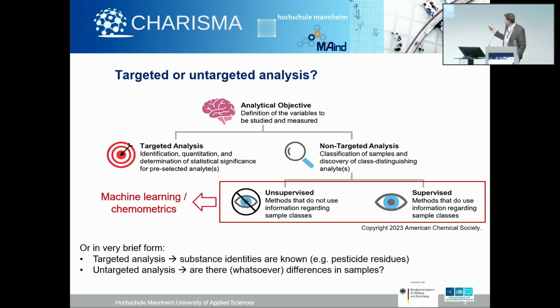And on the other hand, it's the non-target analysis, where typically you do classification, anomaly analysis, so everything which is associated with not knowing much about the sample or trying to classify according to specific properties. In between, there's a differentiation between unsupervised and supervised. I'm not going too much into detail. The only message I have for you here is that this requires sound chemometrics or machine learning, which is more or less the same thing.